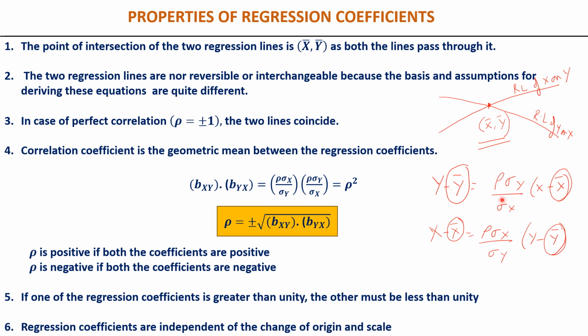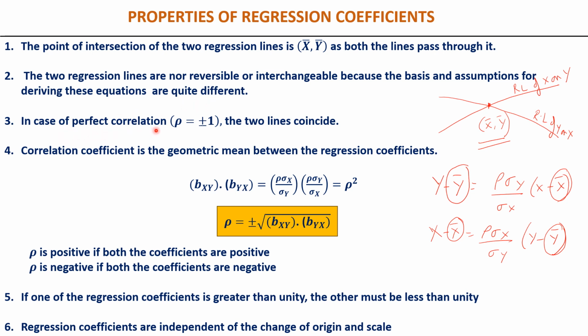Now you may say that I can find the value of y when I know the value of x. That's what the regression line of y on x is used for. Can I also use it to predict the value of x when I know y? The answer is no. So these are not reversible or interchangeable. The regression line of y on x has the particular purpose of finding only the value of y when you know x, and the regression line of x on y has the only job of finding the value of x when you have the value of y, because the basic assumptions themselves are quite different.